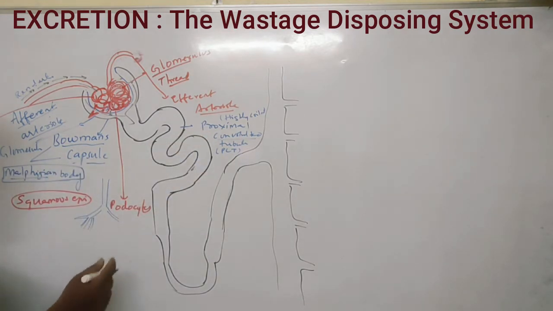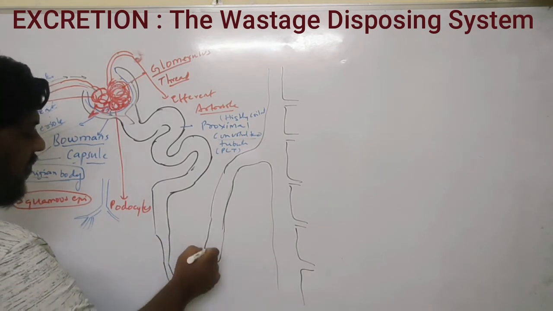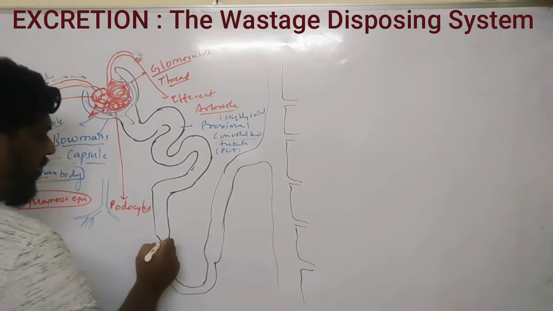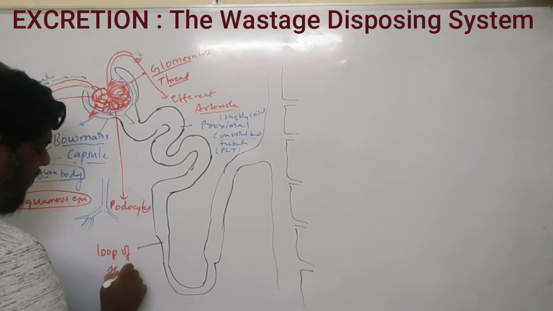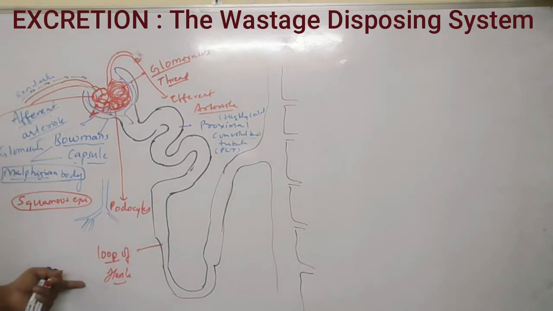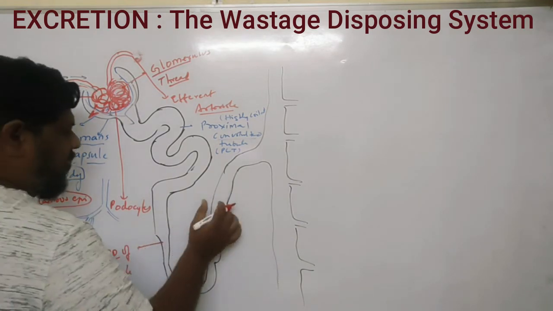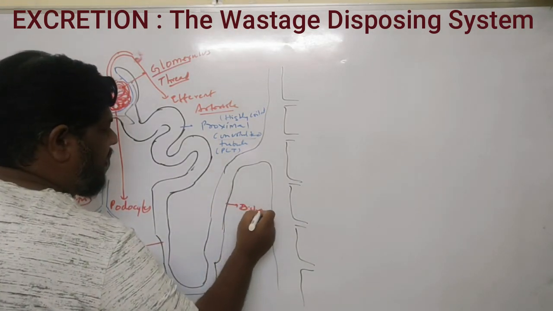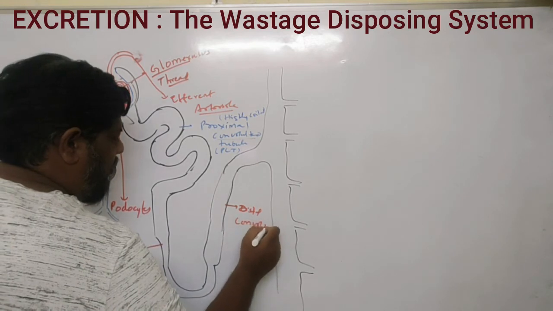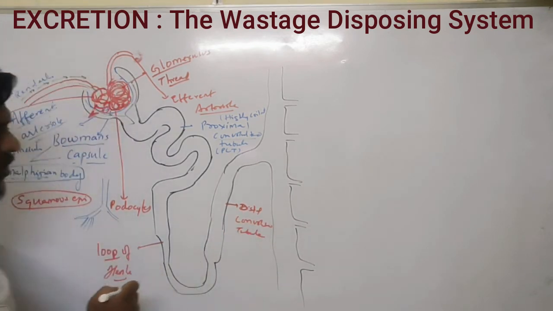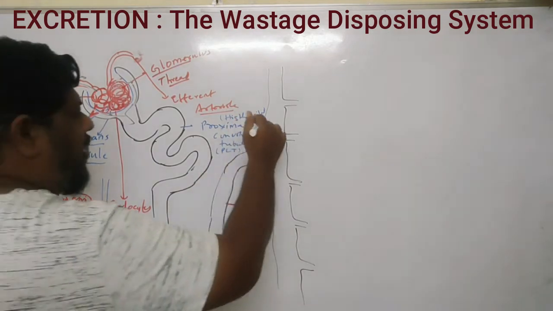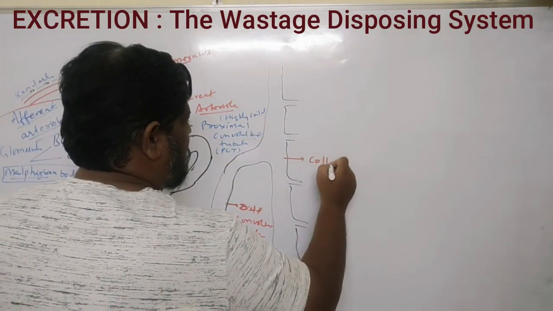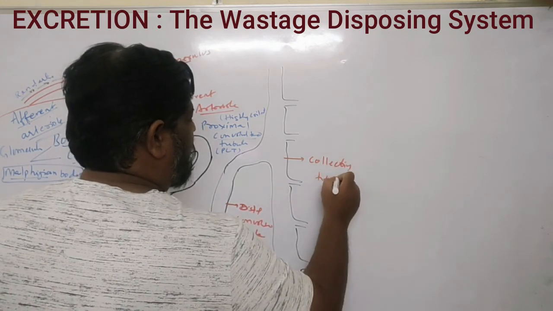Okay, and now you come to the next part, which is like a loop. Okay, this is called the loop of Henle. Loop of Henle. Okay, this is called the loop of Henle. So the part which you can see here is called the distal convoluted tubule. Distal convoluted tubule. Okay, and now this particular part is called the collecting duct or collecting tubule.